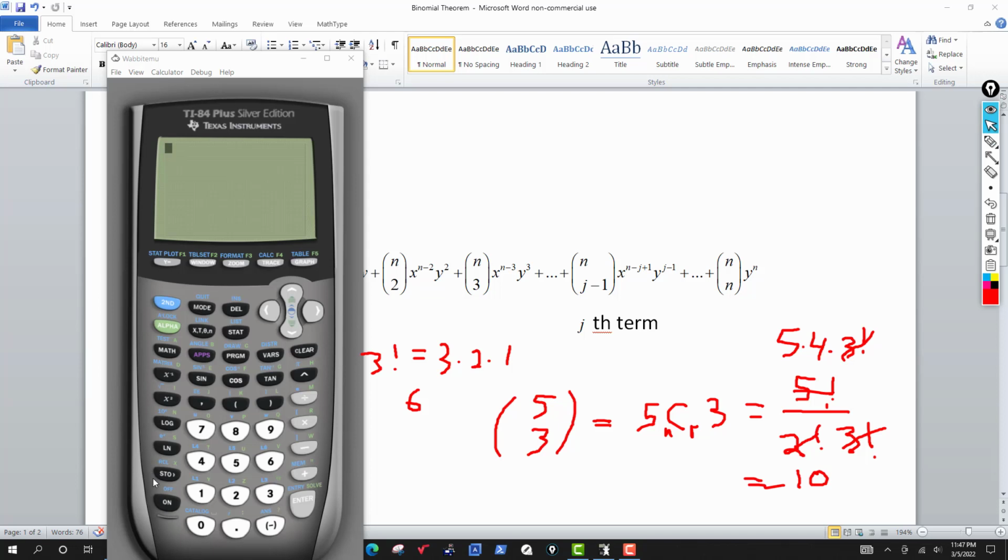Now you can also use your calculator to compute this if you have large values. Go to math. Let's first enter the 5. You want to compute, say, 5 select 3. Combination is 5 things taken 3 at a time. Enter the 5 and then go to math. Over to probability. And then number 3 is the formula we want. Enter the 3 now. And that gives us 10, the same thing. So that's another way to do it.